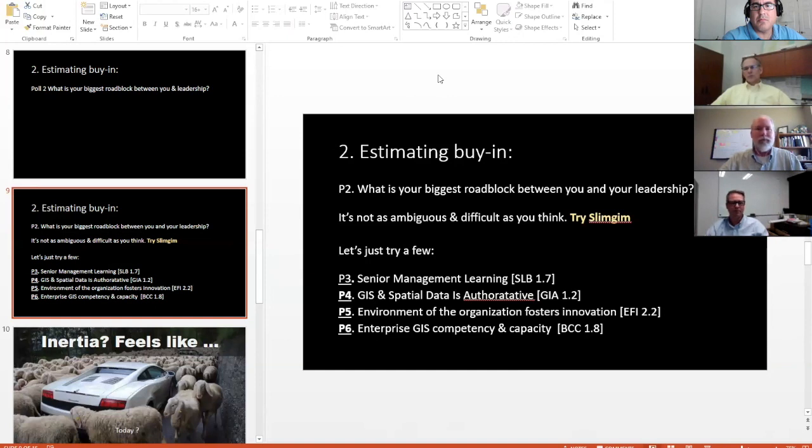So these are going to be quick polls. What we're going to do is actually try to use some of the factors. Toby's going to show the next four polls and they're going to be relatively quick, so please fill those out. You're basically gauging maturity. With the four of them, we might get a good picture, but essentially, is senior management learning? Is GIS and spatial data authoritative, or do you have to go to a division using Bentley MicroStation?